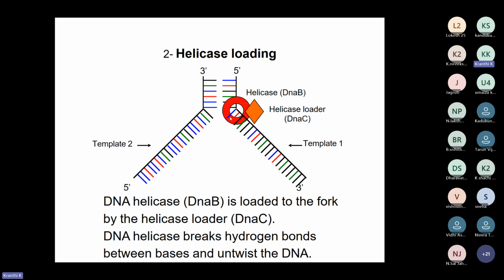So what does this DnaB do? As this is moving, it is splitting the hydrogen bonds and untwisting the two strands. Got it? Which one? Helicase. What does the helicase do? Helicase is loaded to the fork by the helicase loader. The DNA helicase breaks the hydrogen bonds between bases and untwists the DNA. So this is how the two templates will be formed. Now you can see here the 5-3 direction and here the 3-5 direction.